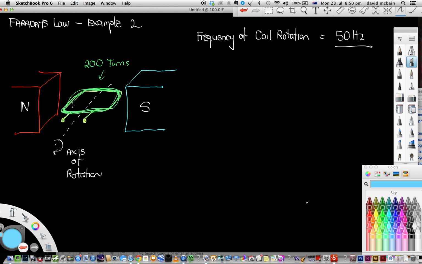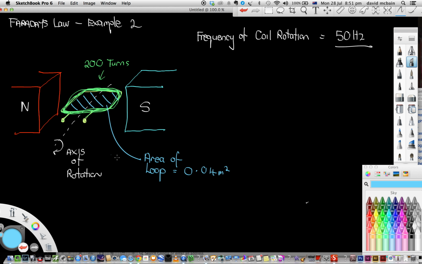The area of our loop is equal to 0.04 meters squared. Now in an exam problem, they could very easily give you the length and width dimension and you could calculate the area. That shouldn't be a problem, but for the sake of expediency, I'm giving you the area because I'm assuming you all know how to work out the area of a rectangle. So there's the area of the loop.